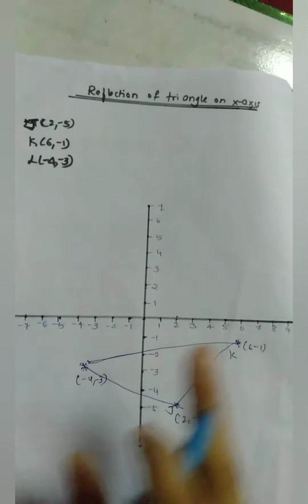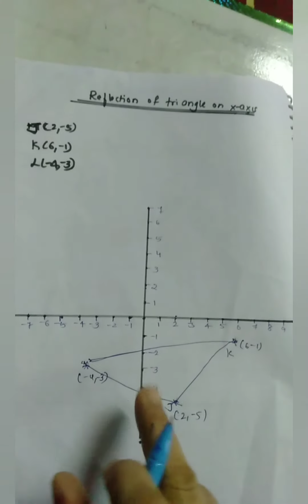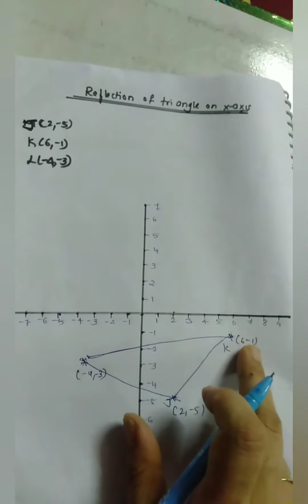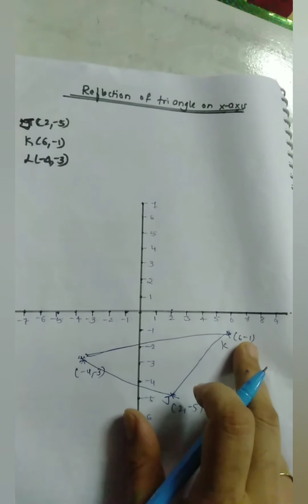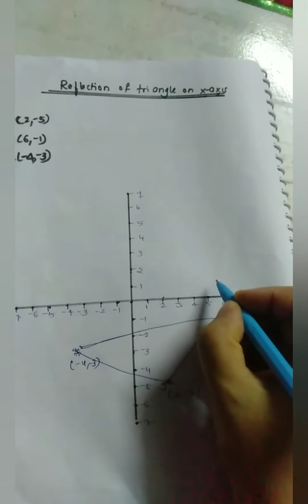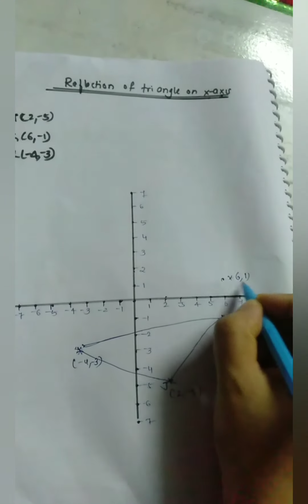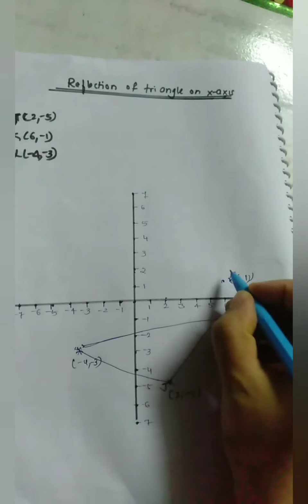That is nothing but you have to find the reflection of all 3 points on the x-axis. Let us find the reflection of (6, -1) on the x-axis, which is nothing but (6, +1). That is this point, and this point is K dash.